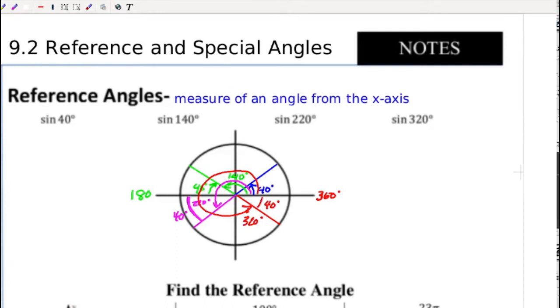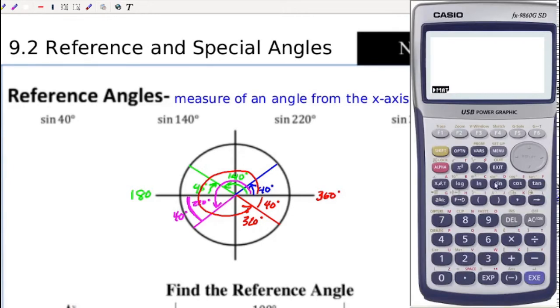So again, my reference angles are always measured to the x-axis. So it could be the positive x-axis in quadrants 1 and 4. It could be the negative x-axis in quadrants 3 and 2. So once we've drawn those in, you get that idea. What happens when we take out our calculator and take the sine of each of these angles? What are we going to get?